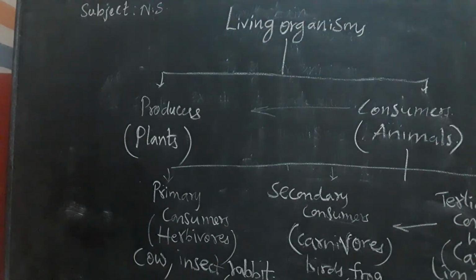Hope you have understood, children. You write down neatly in your notebooks. See the board and write neatly. Okay. So what are primary consumers? They eat producers.